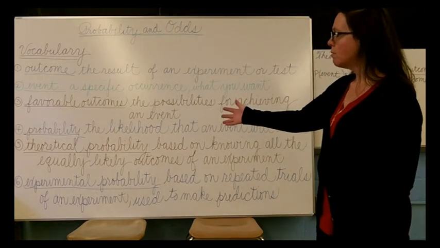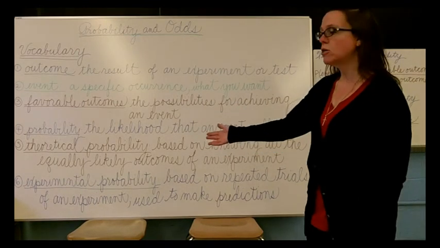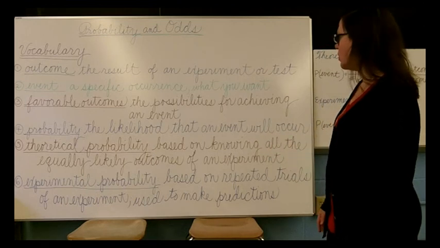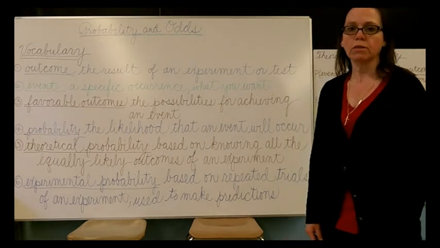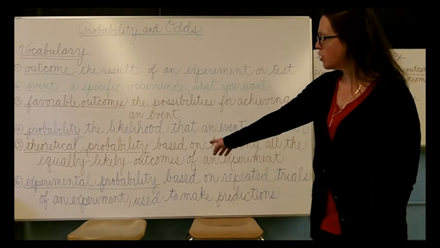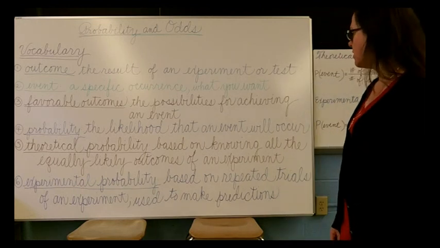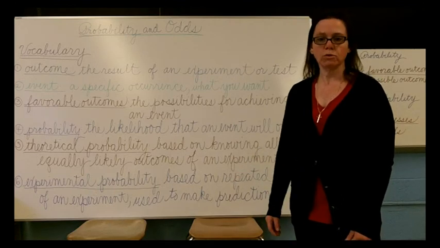Now when we talk about probability, we have 2 different kinds. Number 5 is theoretical probability. In theoretical probability, it's based on knowing all of the equally likely outcomes of an experiment. And then number 6, experimental probability, that's based on repeated trials of an experiment. And this is more typically used for making predictions.